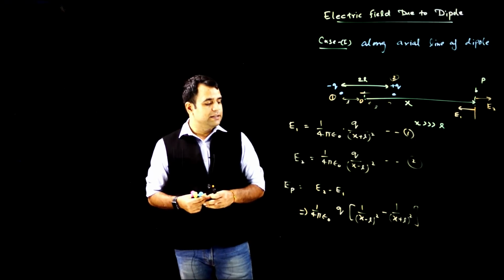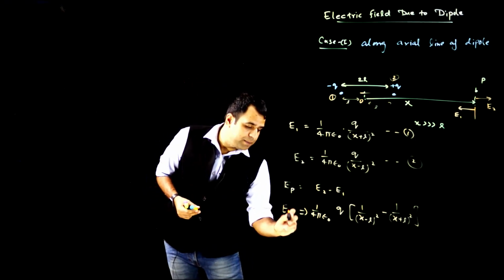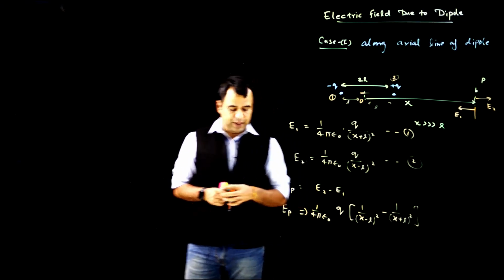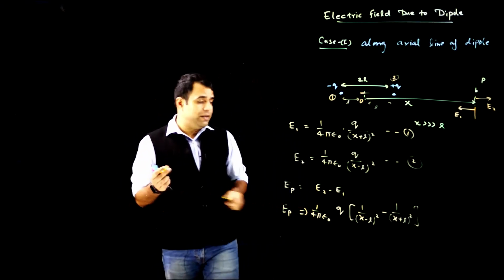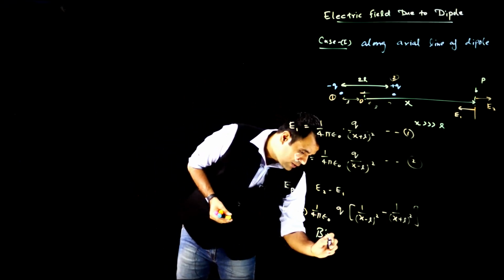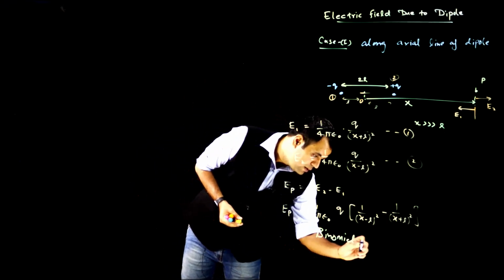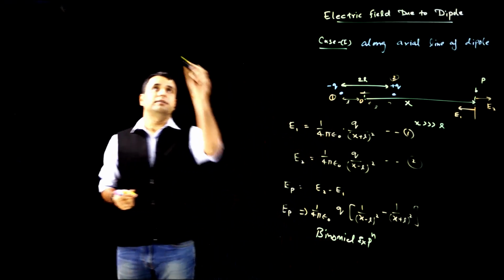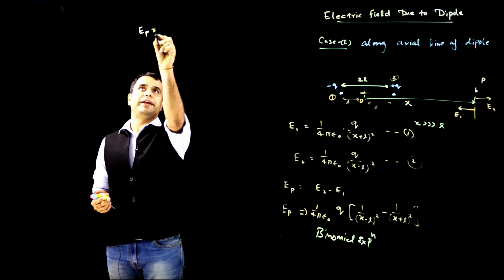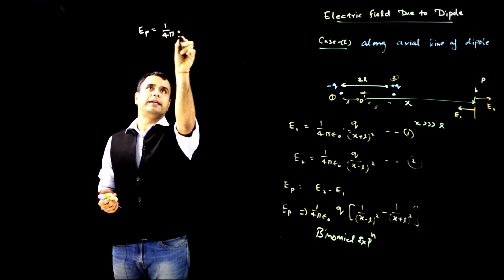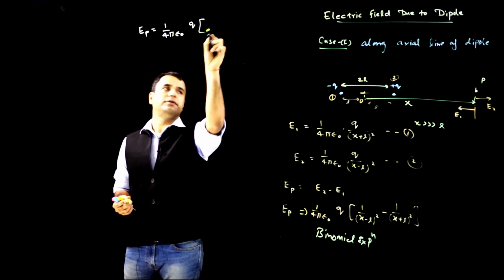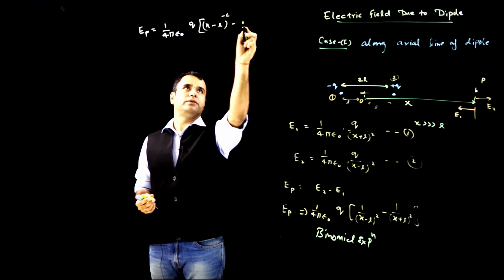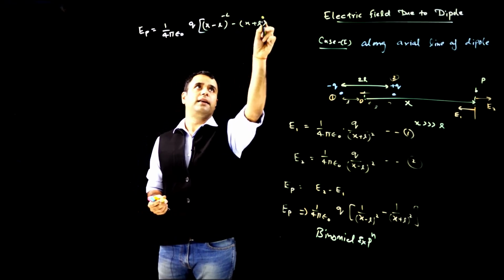Okay. So this is your electric field at point P. But we do want to calculate this properly. So I'll use the binomial expansion, and before that let's further modify this. So EP will be equal to 1 upon 4 pi epsilon naught q times of (x minus L) to the power minus 2 minus (x plus L) to the power minus 2.